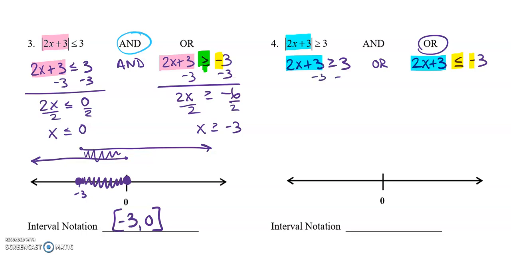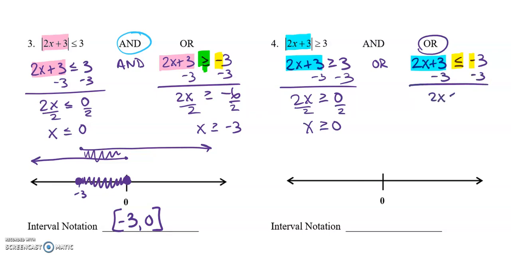Solve just like normal. Subtract 3 from both sides. We get 2x is greater than or equal to 0. Divide by 2. X is greater than or equal to 0. On the other piece, subtract 3 from both sides. 2x less than or equal to negative 6. Divide both sides by 2. X is less than or equal to negative 3.